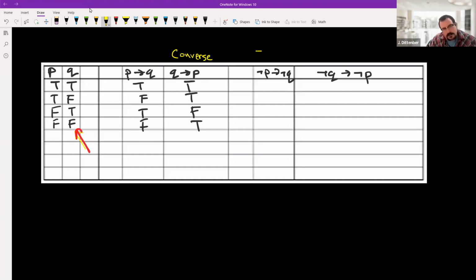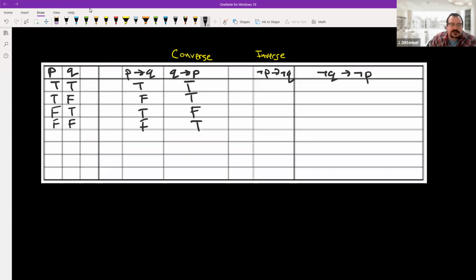Now let's look at the inverse, which according to what I said, the converse and the inverse are logically equivalent. So we should get exactly the same truth values here at exactly the same times. So the first one is, it might be helpful to do it like this.